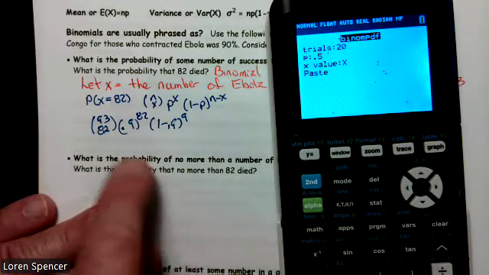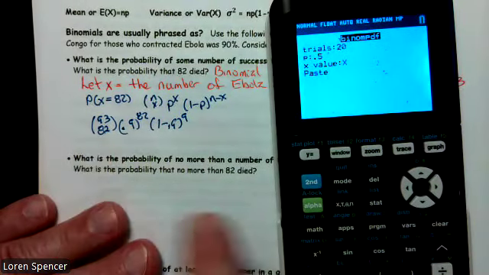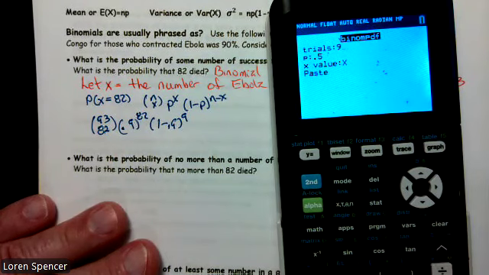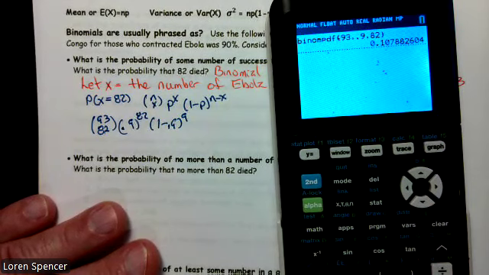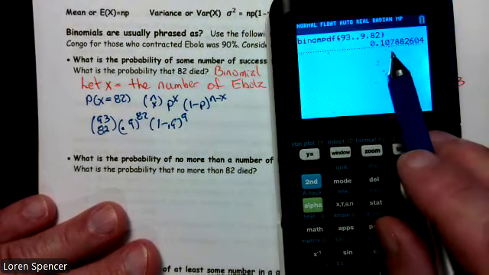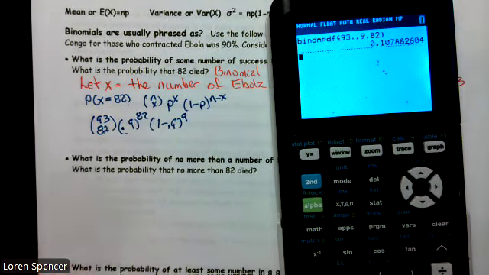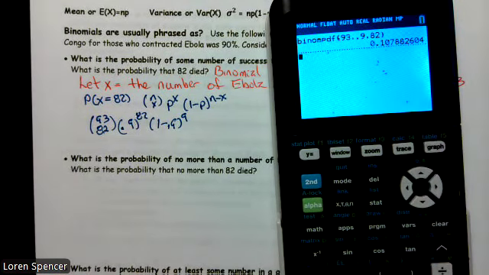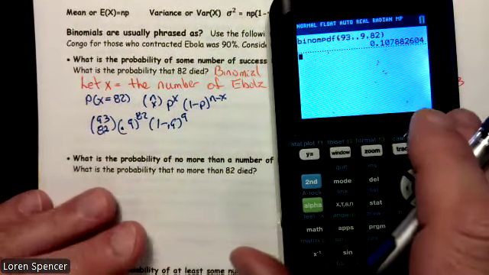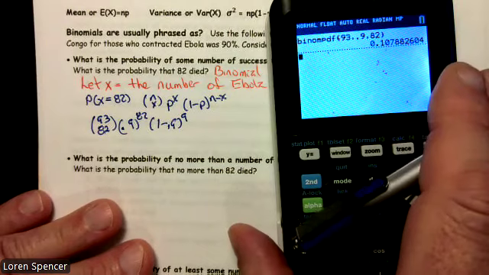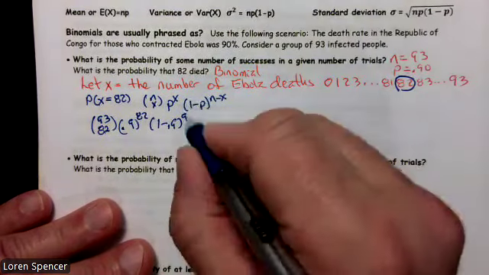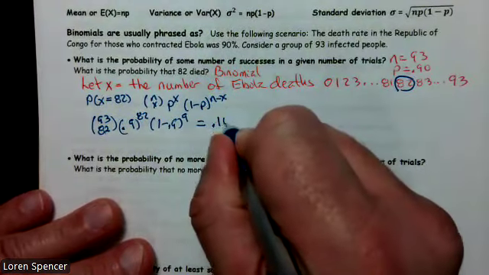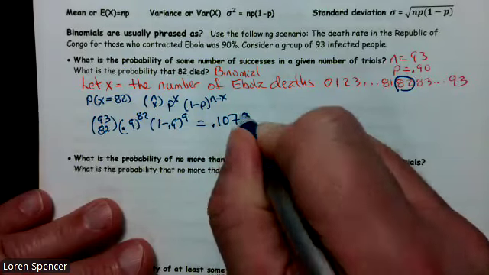I don't need to go summation because we only had a singular value. The trials was 93. The probability is 0.9. We want to know the likelihood that 82 people died. And we find out, oh, about 10% chance it is exactly 82. Now, it could have been 81 or 84. All right. But the chance that exactly 82 died is 10%. So equals 0.1078.